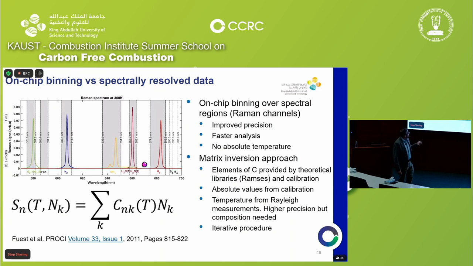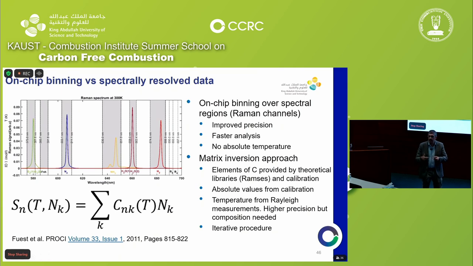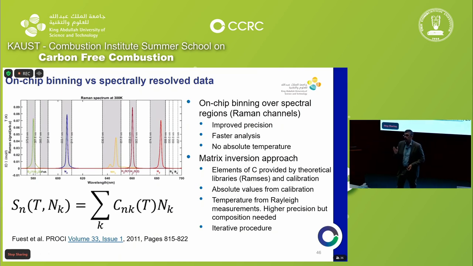These Raman measurements are typically coupled to Rayleigh measurements because Rayleigh is 1,000 times stronger. Knowledge of composition gives you temperature from the Rayleigh scattering. You can input the temperature then in this equation and obtain the composition. Again, iterate a couple of times, and you can have better temperature and major species measurement with this approach.